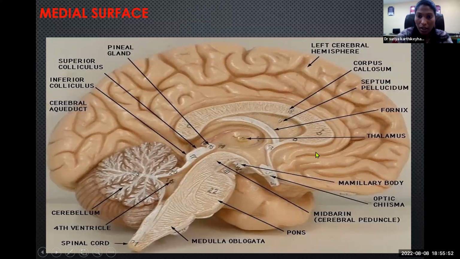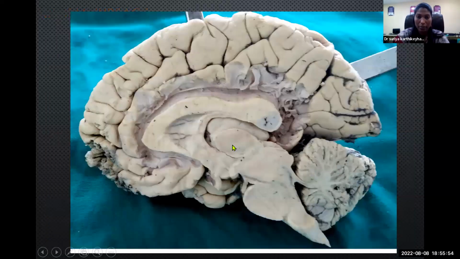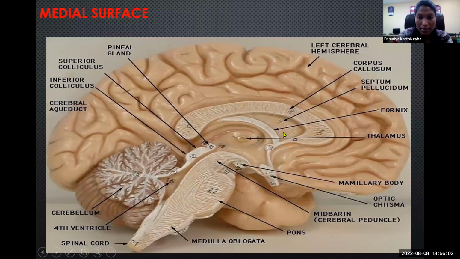Again, this is the medial surface, where you are seeing the rostrum, genu, body, and the splenium of corpus callosum. And the important thing is there is a membranous structure here called the septum pellucidum. When you see the medial section of the brain, you have to make out certain points I told you, so that you can orient.